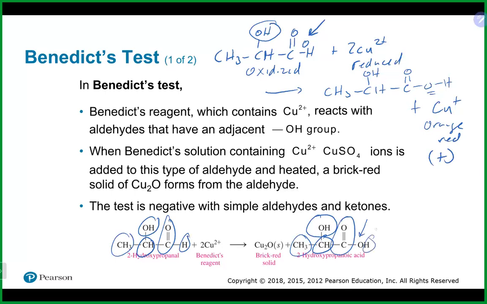The only difference is there's an O, and that's always where the O ends up. So if you need to draw the product of your carboxylic acid, that's basically how you do it. You just copy your aldehyde, drop the O in there, and you'll be in good shape.